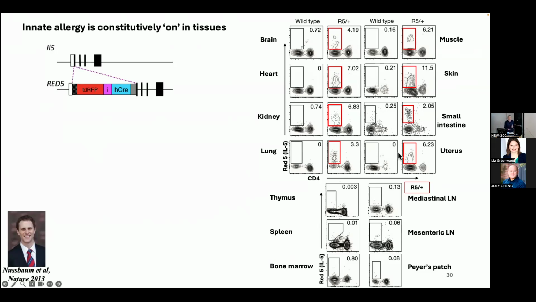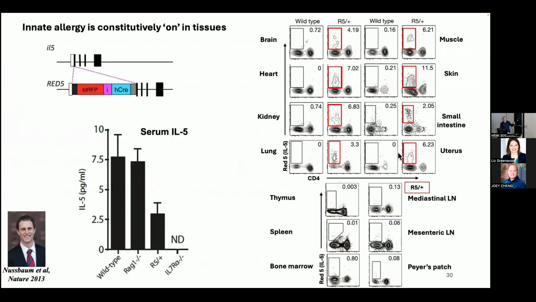So this forced us to begin to wonder, is this real? And it became very apparent that that was so. That is, if you took away the adaptive immune system by crossing these onto Rag mice, then serum IL-5 is sustained. But if you made one allele, it went to half. And if you took away lymphoid cells, serum IL-5 and eosinophils went away. So innate cells in the tissue were making serum IL-5. So that's kind of interesting.